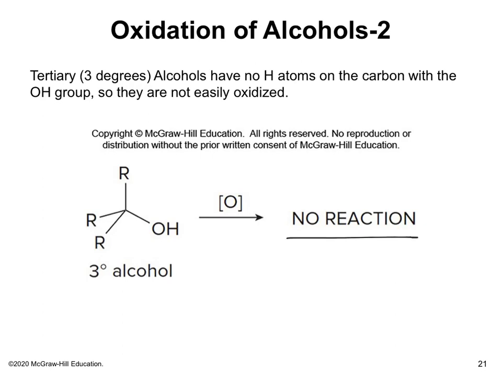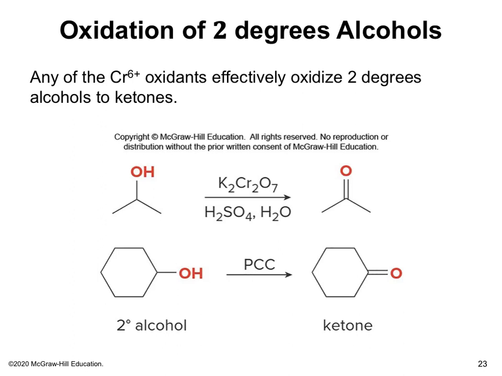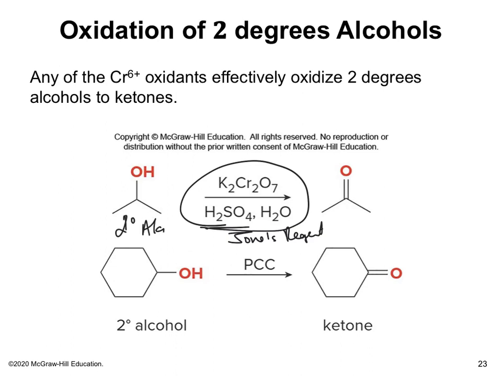Tertiary alcohols have no reaction because there's no hydrogen bonded to the carbon to remove. So no reaction. They're not going to be oxidized. Okay, this is showing you chromium, potassium chromate, and sulfuric acid in water. That's the Jones reagent. And you see that you have a secondary alcohol. So there's only one hydrogen there to remove, and you make a ketone.